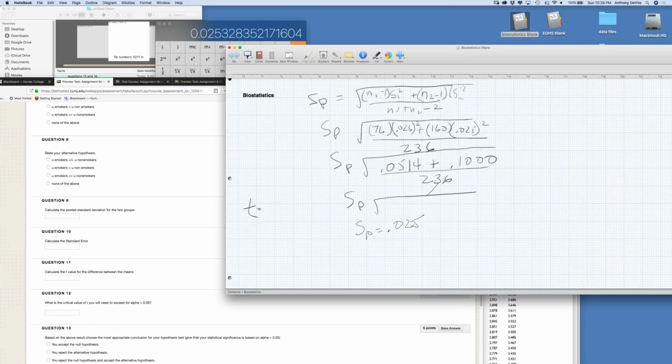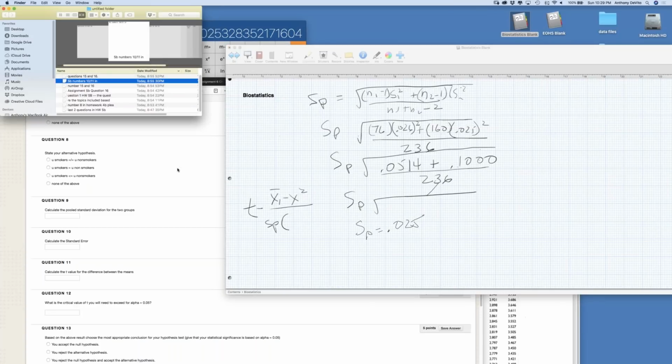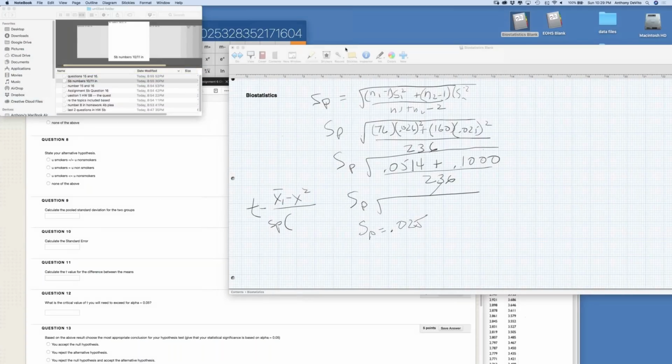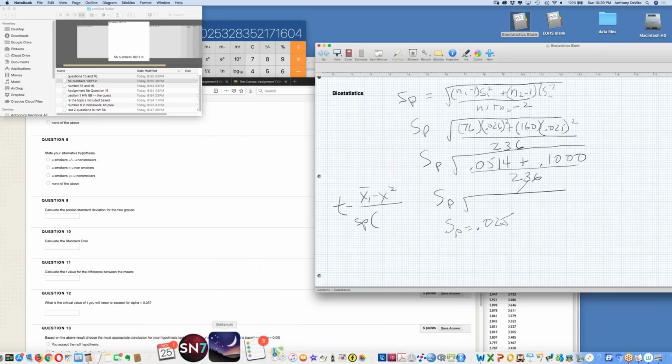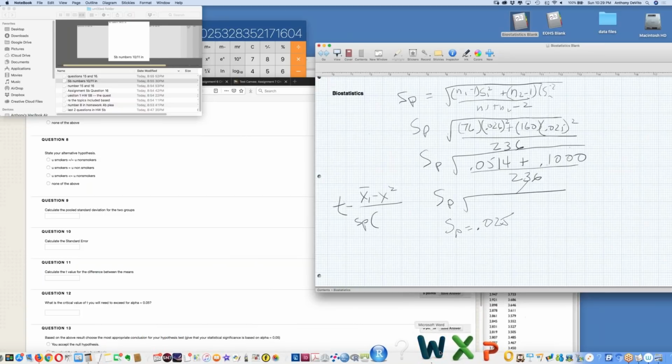T calculated is going to be x bar 1 minus x bar 2 over the pooled standard deviation times, right? Where's our sheet there? Where did our sheet go here? Let me find our sheet again. I think I have it here on the Word. Pull it back up again.